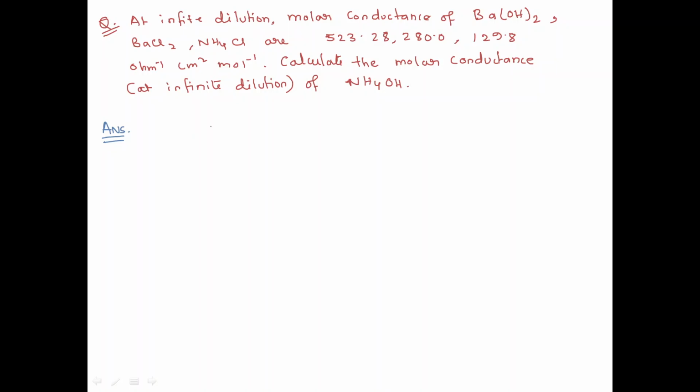The answer you will get is essentially equal to 251.44 ohm inverse centimeter square mole inverse. So try to use this equation: lambda 0 of m is essentially equal to nu plus lambda 0 plus plus nu minus lambda 0 minus. Don't forget to write this nu plus and nu minus, which are the number of cations and the number of anions. So please do it yourself.